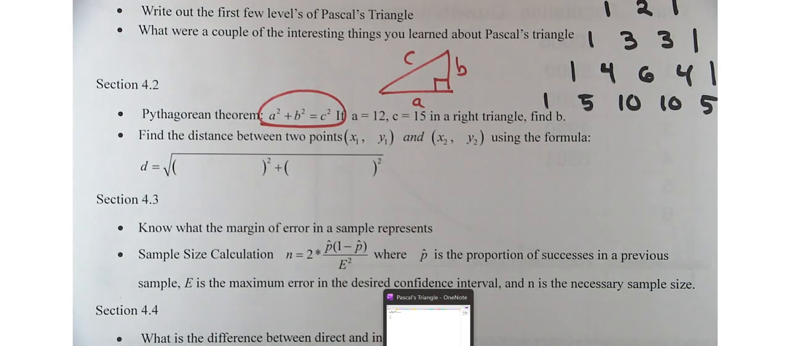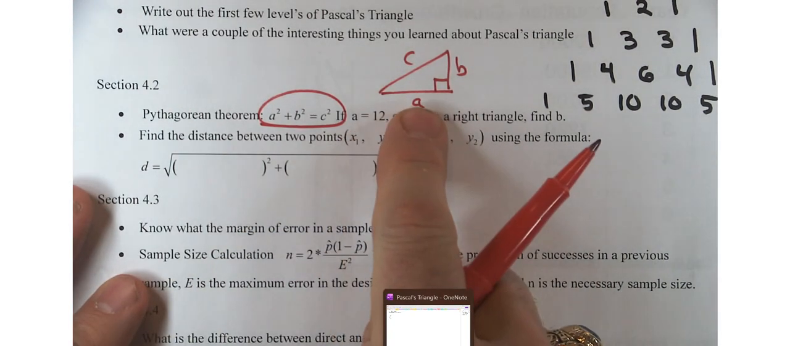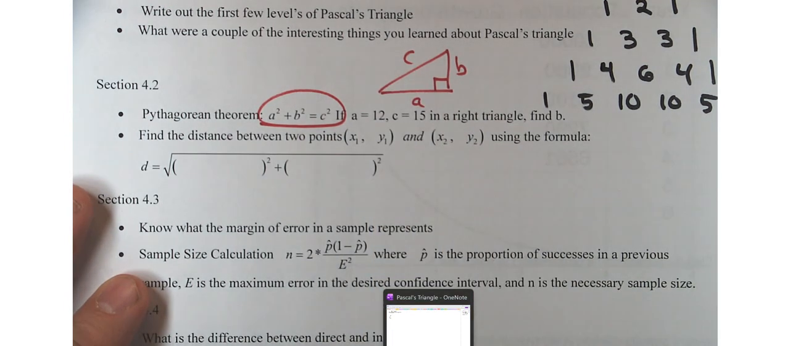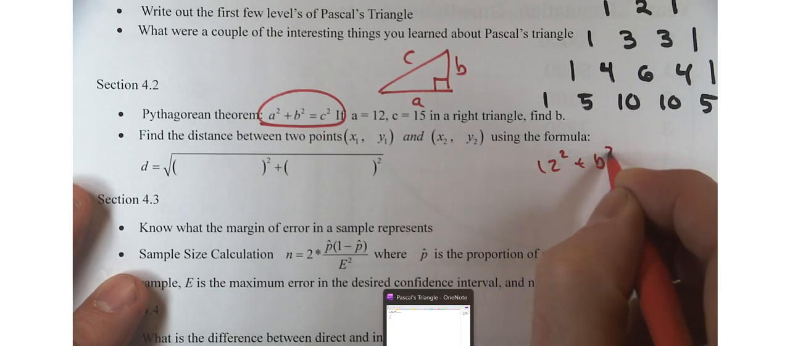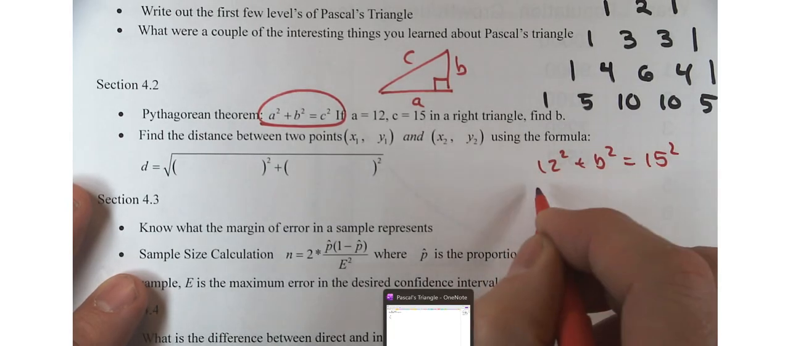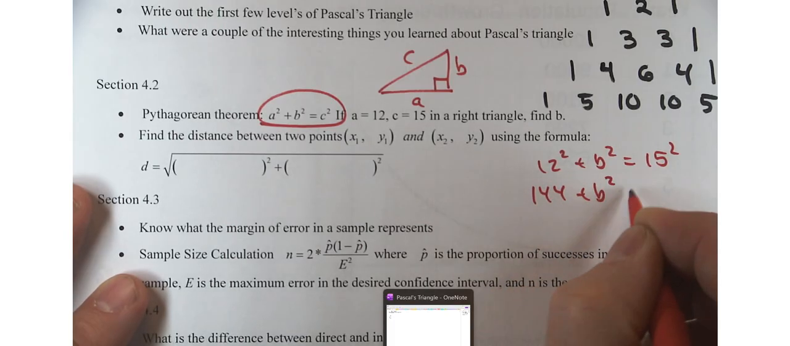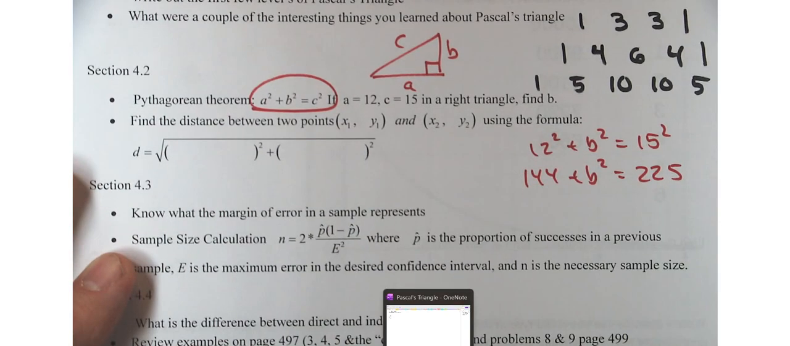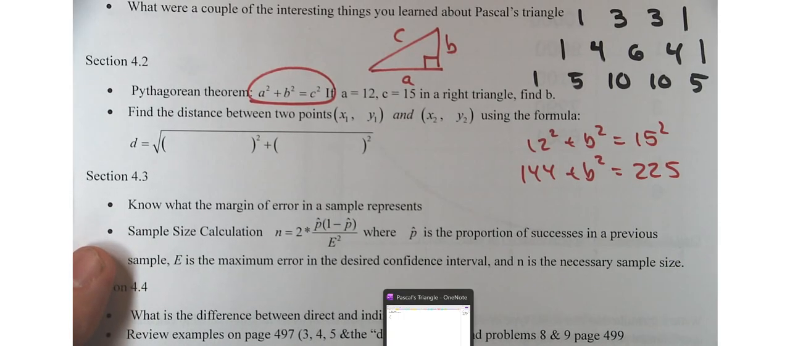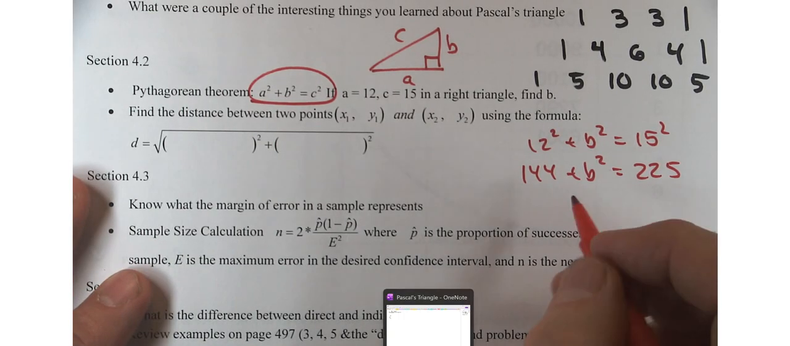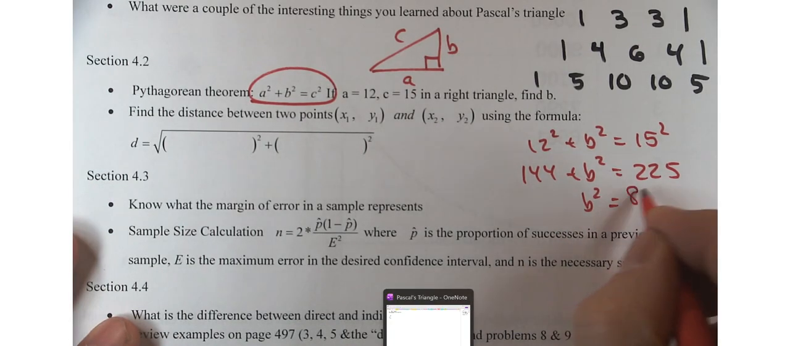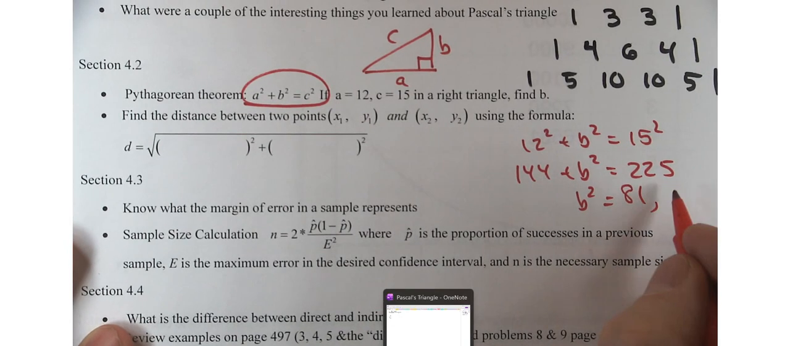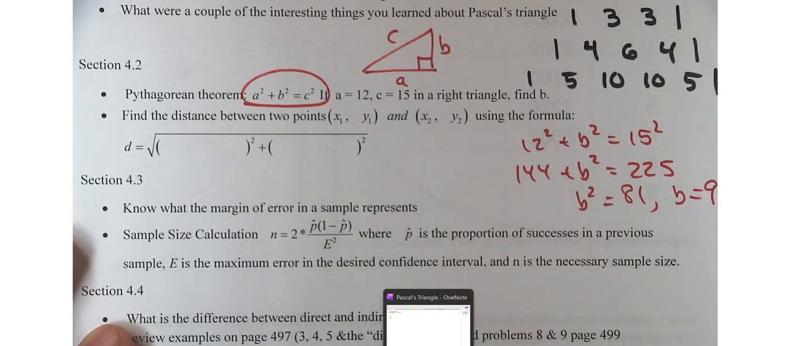So in this particular case, if A was 12 and C was 15, that would be 12 squared plus b squared equals 15 squared. So that's 144 plus b squared equals 225. Is that right? Yeah, 225. If I subtract, I get b squared equals 81. If b squared equals 81, what does b equal? 9. And put in the right units there for me. That'd be 9 inches.